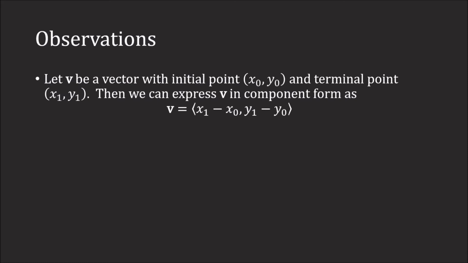The first one being, if v is a vector with initial point x0, y0 and terminal point x1, y1, then we can express v in component form as x1 minus x0, comma y1 minus y0. That is, the x-coordinate is the terminal x-coordinate minus the initial x-coordinate. The y-coordinate will be the terminal y-coordinate minus the initial y-coordinate.